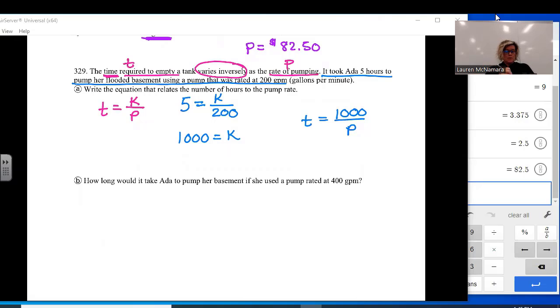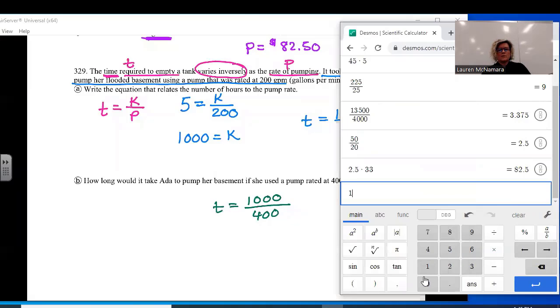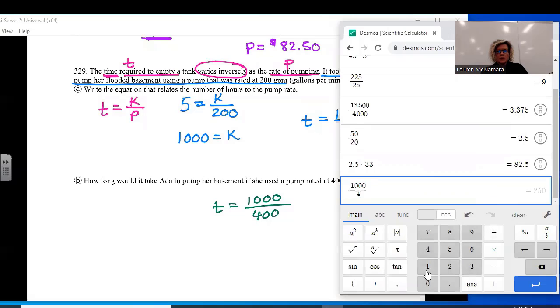So now I'm using what I found. So now time is going to be 1,000 divided by 400. So 1,000 divided by 400, and I get 2.5.